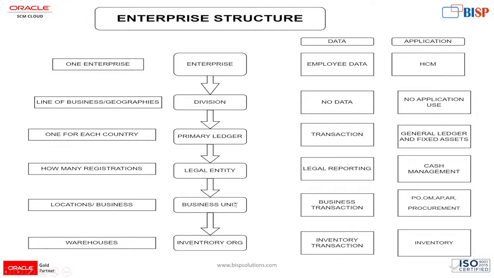In the business unit, you have business transactions related to your purchase order, order management, accounts payable, accounts receivable, and procurement. And the warehouse-related activity, where the inventory is maintained, the inventory transactions are maintained in the inventory org.